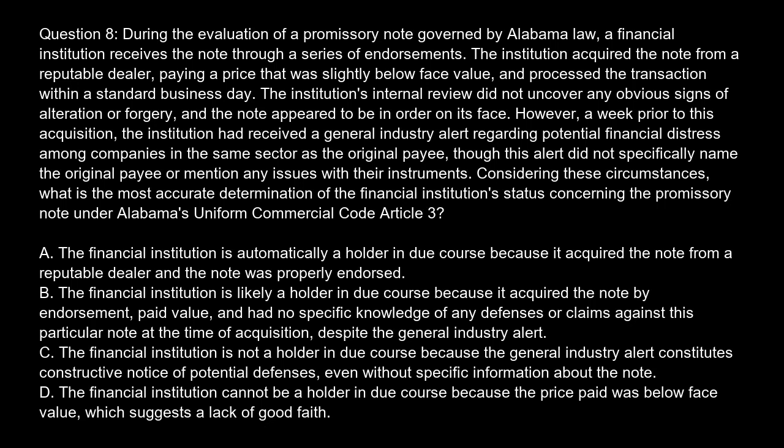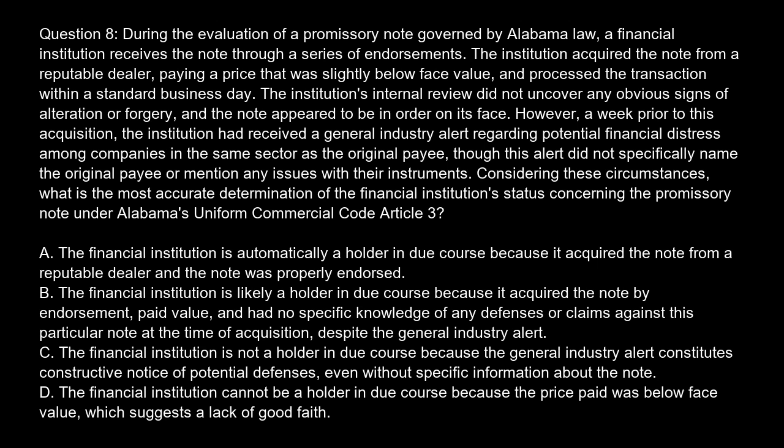Question 8. During the evaluation of a promissory note governed by Alabama law, a financial institution receives the note through a series of endorsements. The institution acquired the note from a reputable dealer, paying a price that was slightly below face value, and processed the transaction within a standard business day. The institution's internal review did not uncover any obvious signs of alteration or forgery, and the note appeared to be in order on its face.